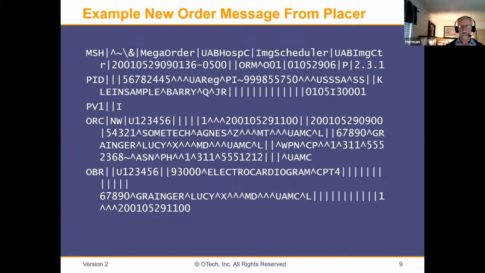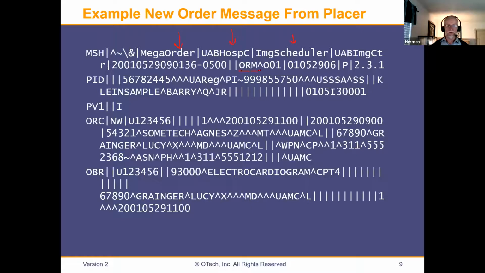Okay, let's go look at an order. So here's a typical order. Remember, we have an MSH. MSH is the first line that tells you from where. So again, from mega order, University of Alabama, and we send it to the image scheduler at the imaging center, right? And it's an ORM 001.